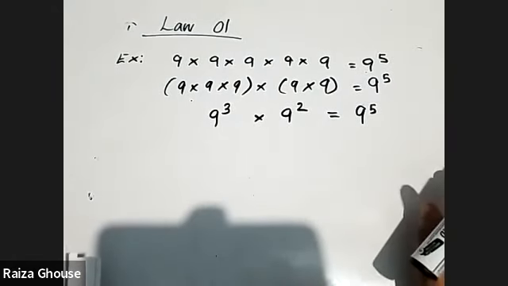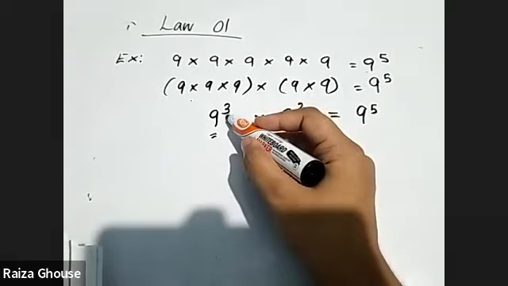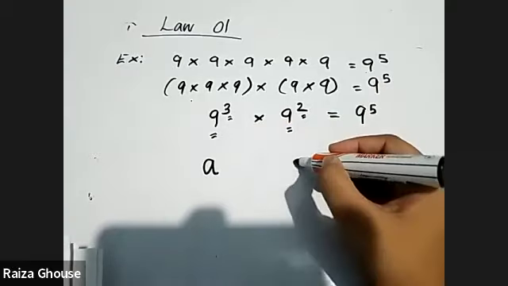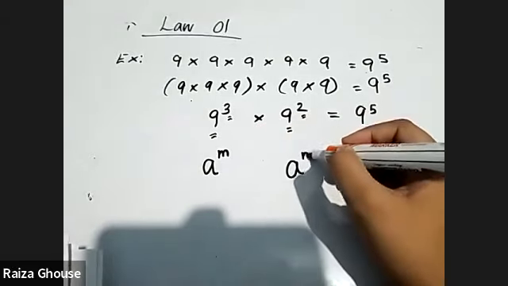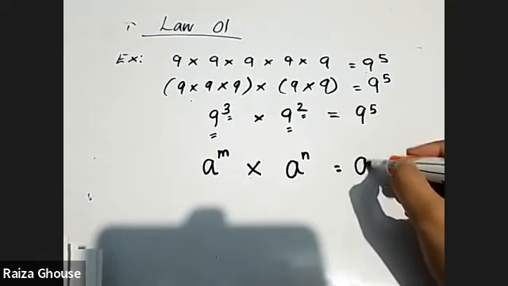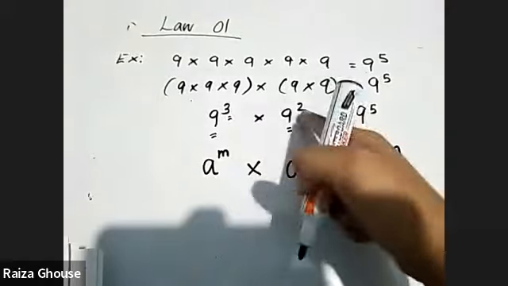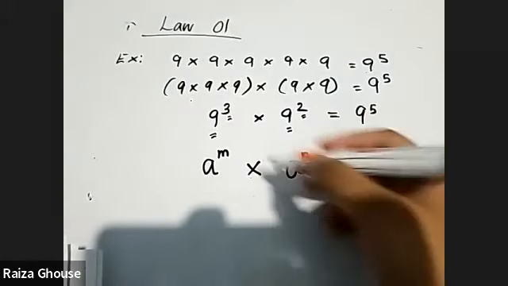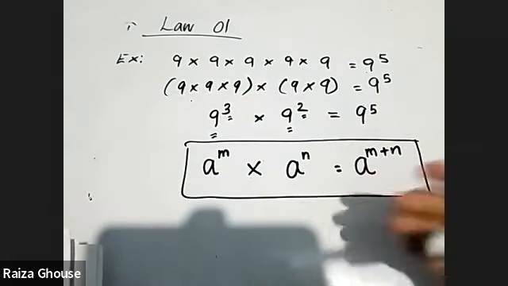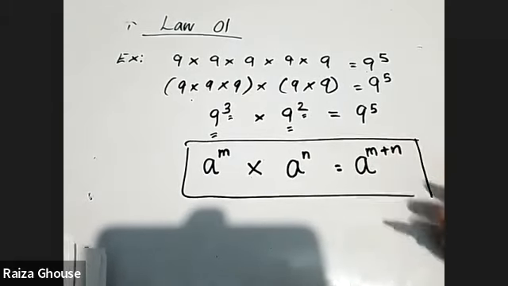But there is a law behind this. The law is: when your bases are the same and your powers are different, when you multiply them, you can get the answer easily by taking the common base out and by adding the powers. You have to just add the powers and get the power for the final answer. So this is your first law. Same base, different powers. When you multiply them, you can add the powers and get the final answer. Is that clear?